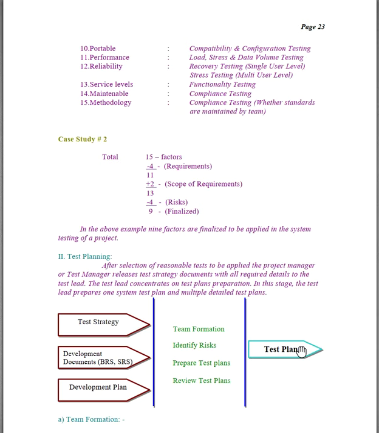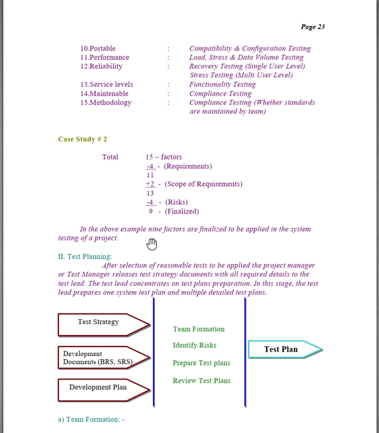And case study 2 is also something related to the above example, 9 factors are finalized to be applied in the system testing of a project. Okay, so you can see there will be actually 15 factors, and during the requirements phase you have taken out 4. So then there will be only 11 factors. And later some requirements got added, so you will be adding 2 more factors. So it became 13. And because of risk, you have taken out 4 factors. So finally you will be having only 9 out of these 15 factors.